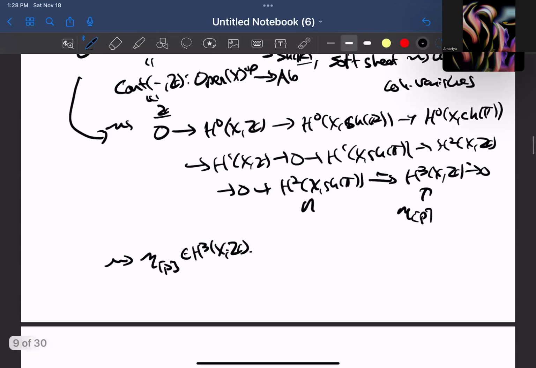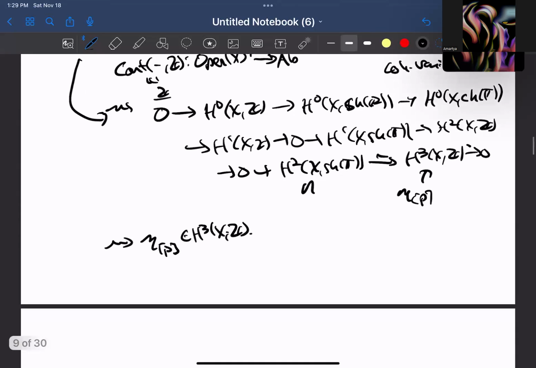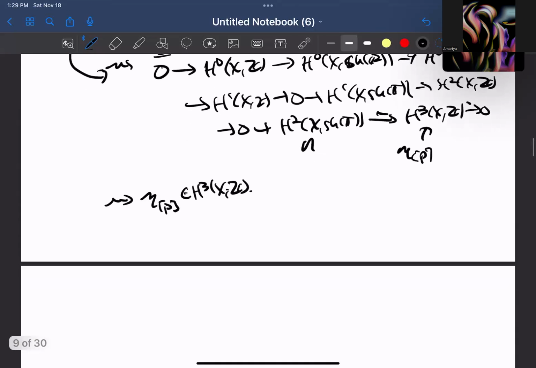So this gives us a map one way, which is not a priori a group homomorphism, but we're going to describe this in a few other ways, which is going to end up giving the thing. Okay, now we're going to construct an inverse to it.